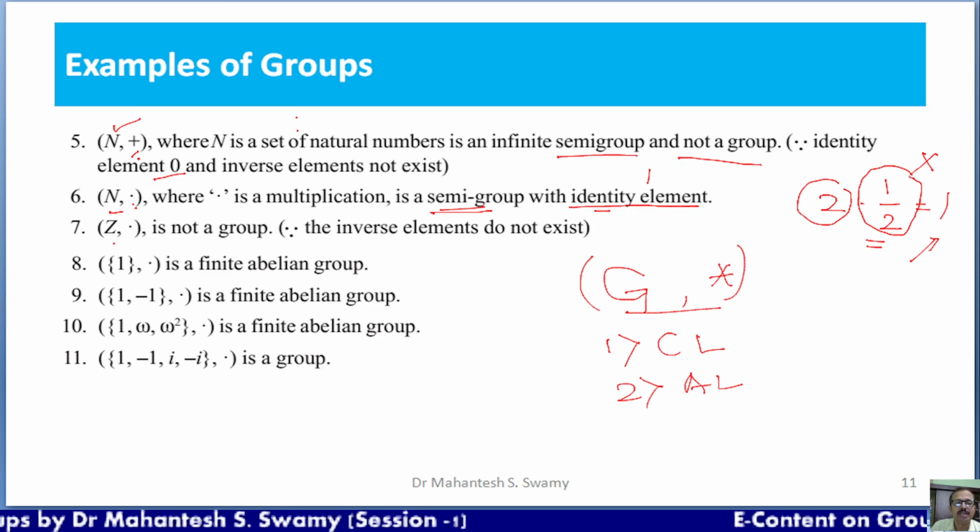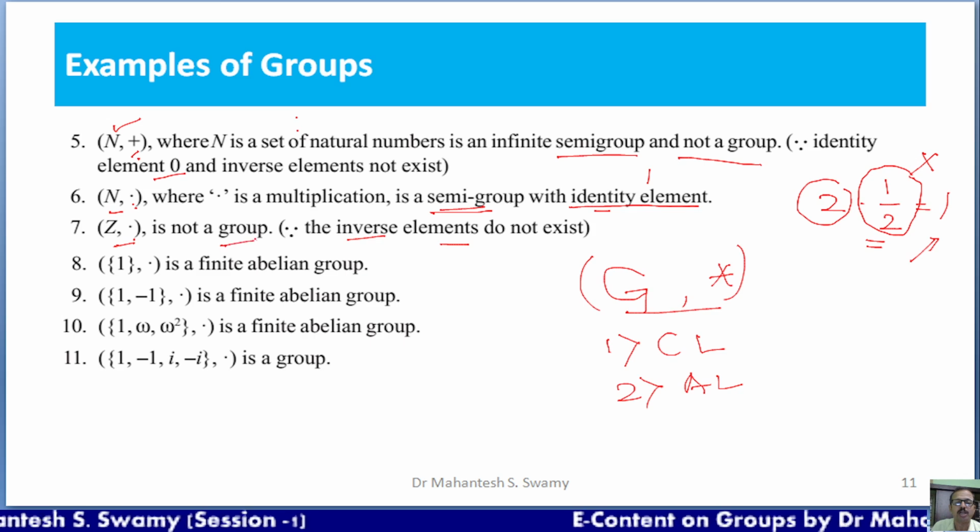Similarly, the set of integers with respect to multiplication is not a group, because an inverse element, like 1 by 2, the element of the type 1 by 2, is not present in the set of integers. Therefore, we say that the set of integers is again not a group with respect to the binary operation of multiplication.